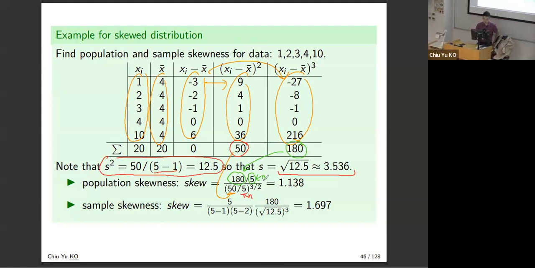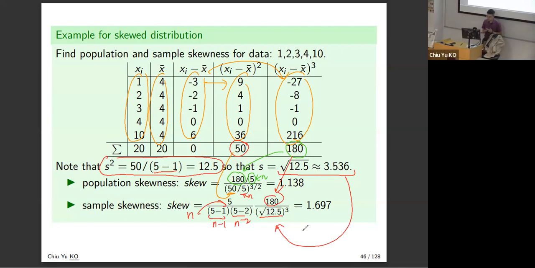Okay, and the sample one will be just, this is n, this is n minus 1, this is n minus 2, and this 180 is here, and this is coming from this guy. So that gives you the sample version, and you can see the sample one is much larger than the population, and you can see the skew is positive, as you expect. Why? Because for 1, 2, 3, 4, the mean is actually 4, and you have 10 there. So it's like the 10 skews the whole thing.